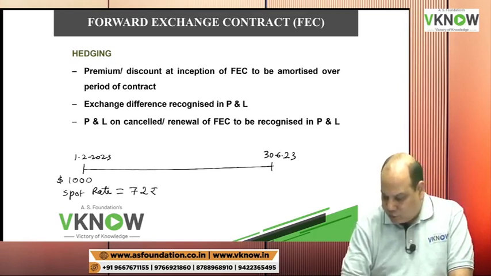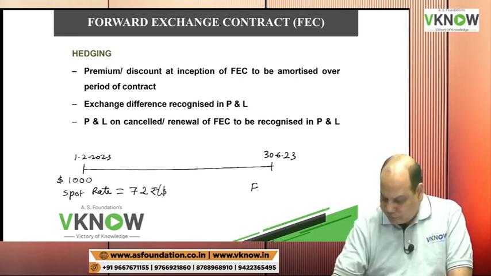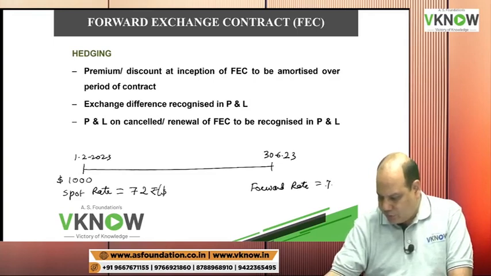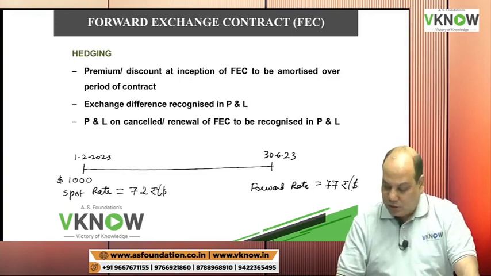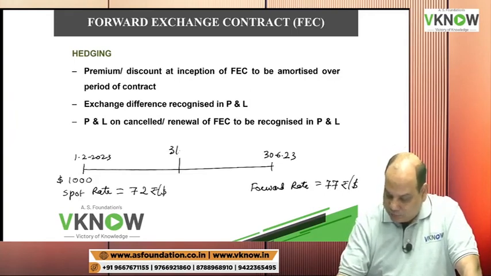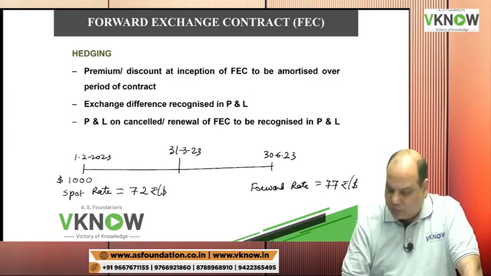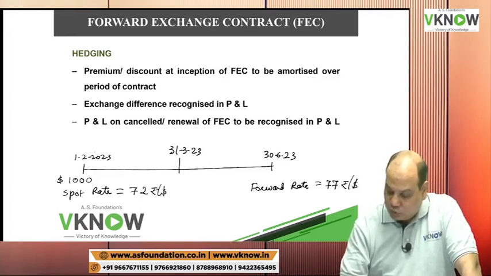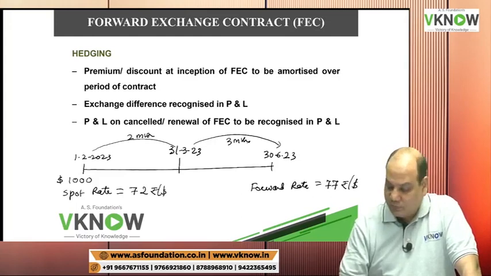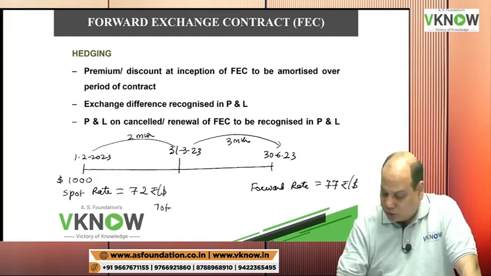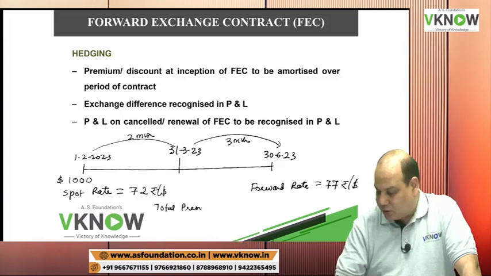Spot rate is 72 rupees per dollar, and forward rate is 77 rupees per dollar. Okay, and year ending date is 31st March 23. So you will say 2 months will fall in this year and 3 months will fall in the second year. Now the question is, what is the total premium here?